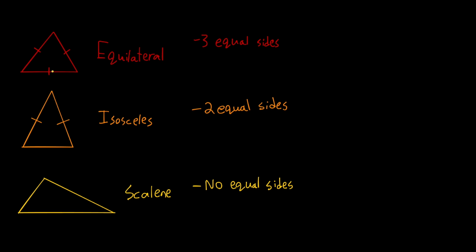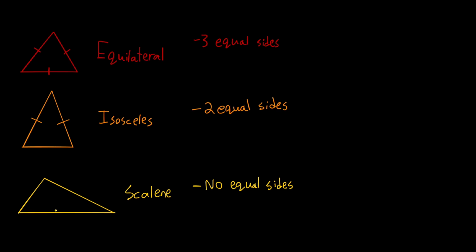An isosceles triangle consists of two equal sides. So you can see here that we have the lines going through, which means that they're equal to one another. And we have this third side down here, which is not equal to the others. And we'll also explore the angles of that triangle later.